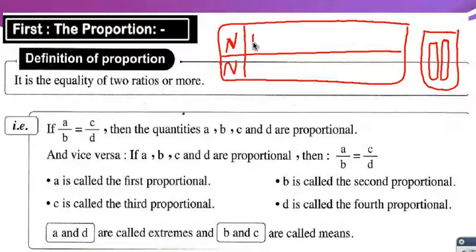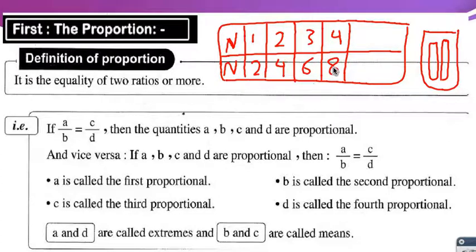If I have one box, there are 2 pens. If I have 2 boxes, there are 4 pens. If I have 3 boxes, there are 6 pens. If I have 4 boxes, there are 8 pens. If I have 5 boxes, there are 10 pens. If I have 6 boxes, there are 12 pens, and so on.